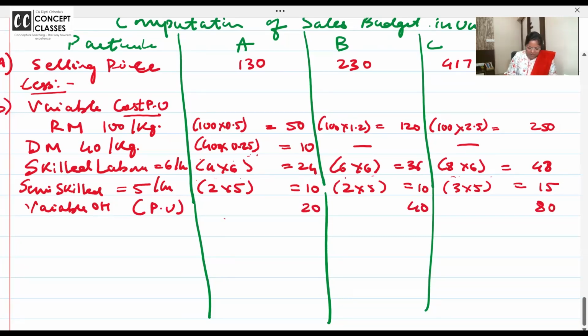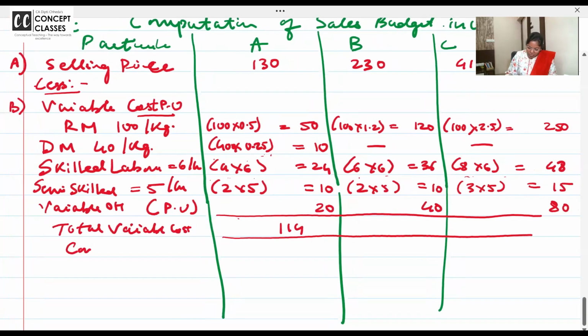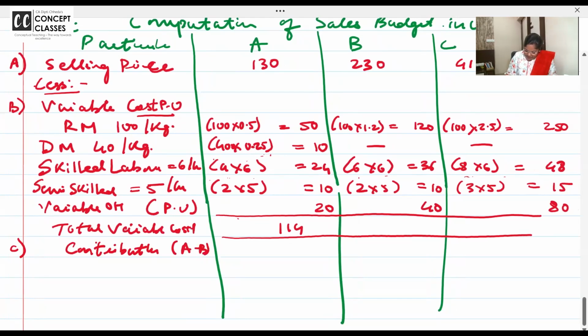So what is the total variable cost? Pick up your calculators. 50 plus 10 plus 24 plus 10 plus 20. 114. And minus this from the selling price, you will get the contribution, C bit. What is contribution? A minus B. This is B. This is A.